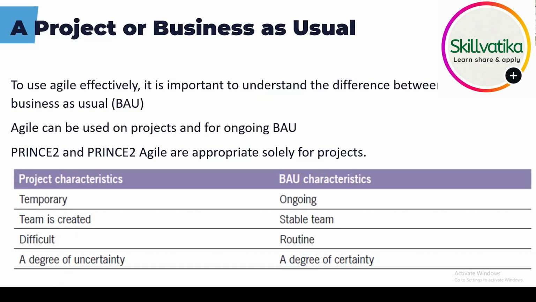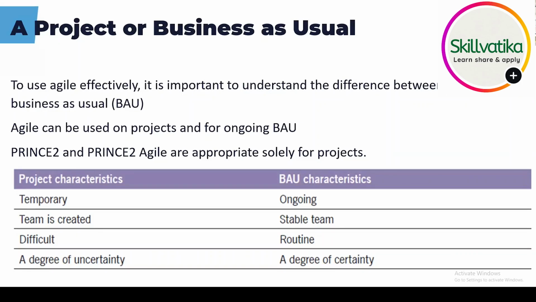So we need you to understand what is business as usual and what's a project. To use Agile effectively, it is important to understand the difference between a project and business as usual. Agile can be used on both projects and ongoing business as usual. If you want to make a note beside that second sentence: Agile can be used on projects as well as ongoing business as usual. Two examples are Scrum and Kanban. Prince2 and Prince2 Agile, on the other hand, are appropriate solely for projects.